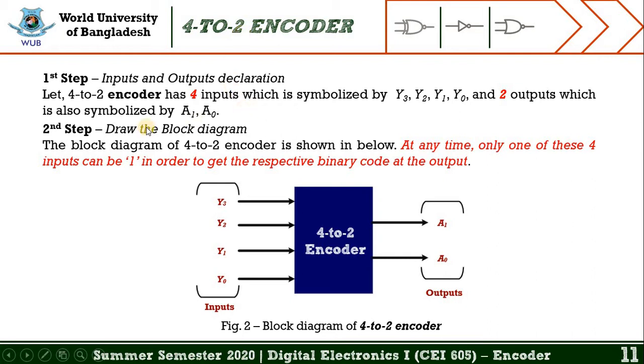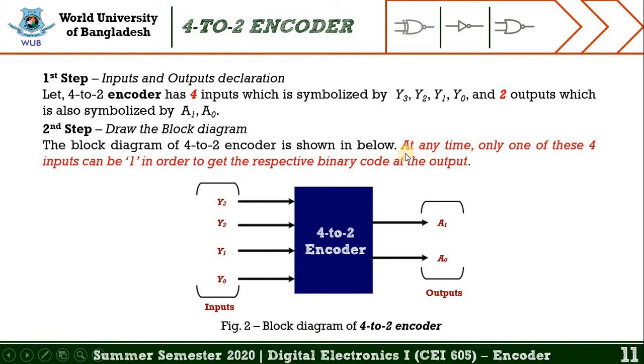So let's start with the first step. Let 4 to 2 encoder has 4 inputs, which are symbolized by Y3, Y2, Y1 and Y0, and 2 outputs, which are also symbolized by A1 and A0. Second step should be to draw the block diagram of this encoder. The block diagram of 4 to 2 encoder is shown below.